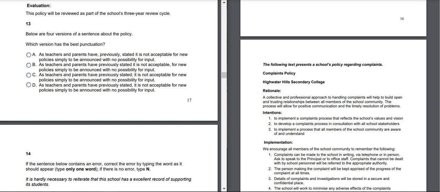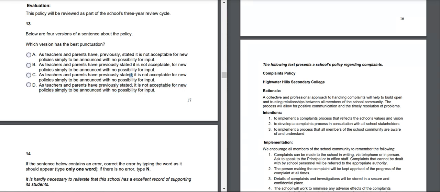Now, they all have exactly the same words. So to look at what is different, as teachers and parents have previously stated it is not acceptable. Too many commas there, unnecessary. As teachers and parents have previously stated it is not acceptable for new policies simply to be announced with no possibility of input. Yeah, that's not where I'd have a comma. As teachers and parents have previously stated, it is not acceptable for new policies simply to be announced with no possibility for input. Now C and D have the same thing, except for there's a semicolon or a colon at the end of stated.